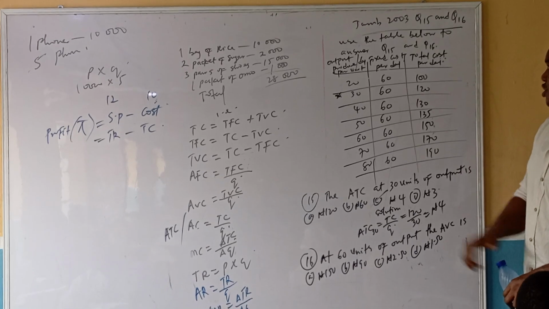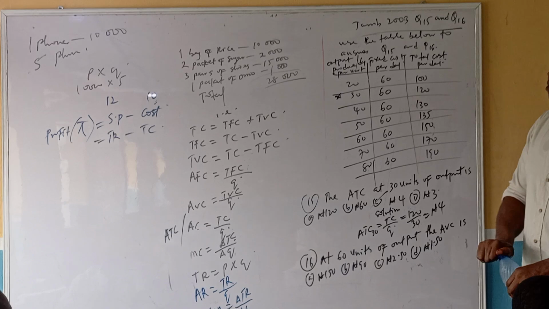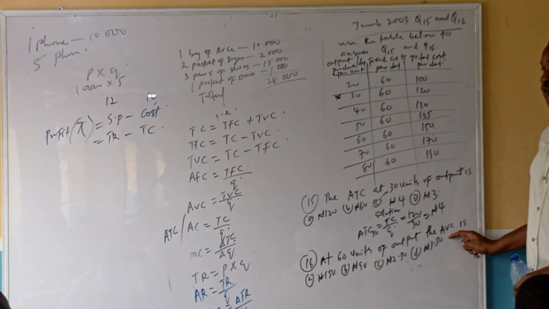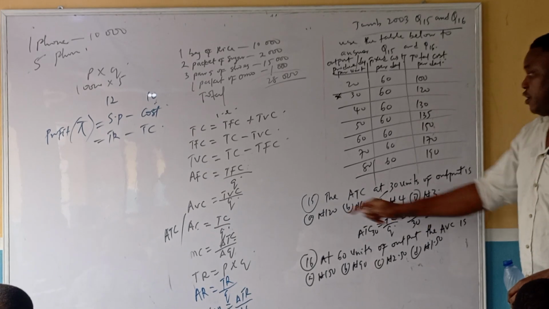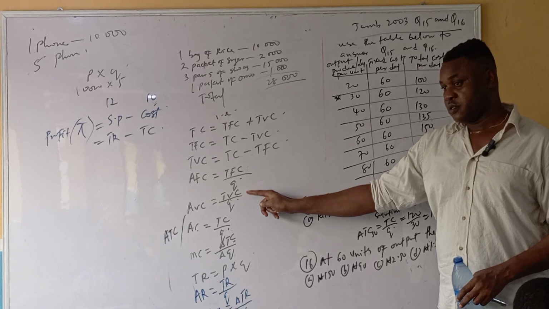You have work to do now. Do you see AVC here? Do you see total variable cost there? For me to solve this question, I must look for the total variable cost. I need it. Am I communicating now? I must look for what?